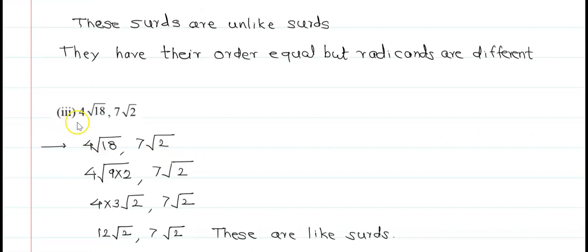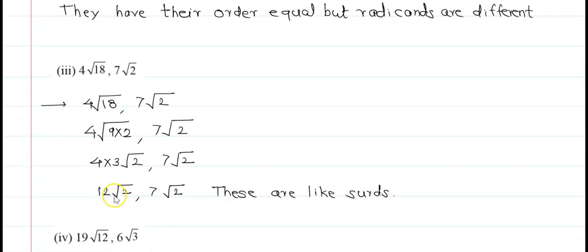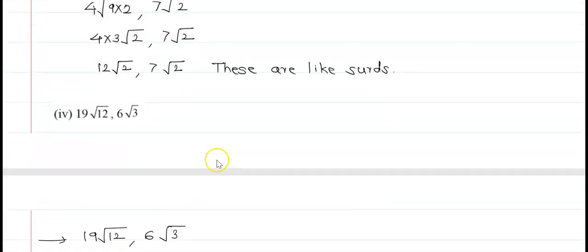Next question is 4 root of 18. Now the root of 18 can be written as 9 into 2. And what is the square root of 9? Which is 3. That is 4 into 3, which is 12, so 12 root 2. And here is 7 root 2. The root 2 is a prime number, we cannot factorize it. Now in this case, the order is the same. The radicand is also the same. Therefore, these are like surds.